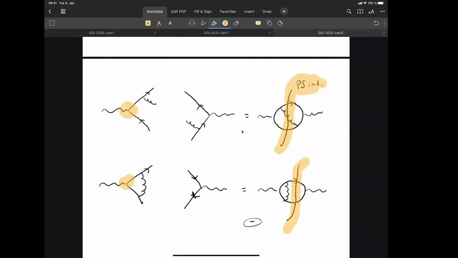Any other hands? There is a question in the chat. Can you see it? I don't know. Wait a second. Maybe the chat.